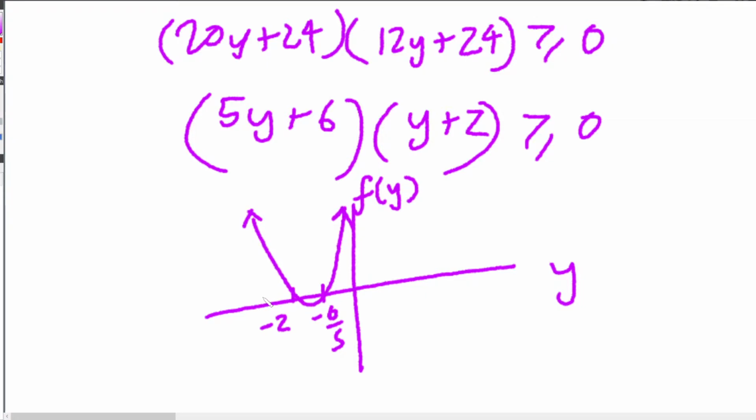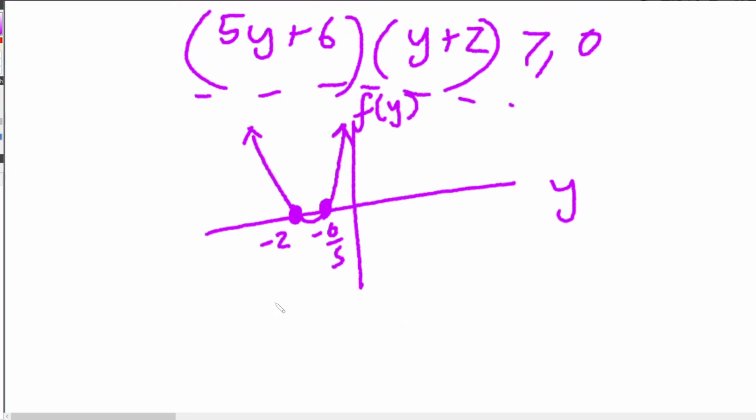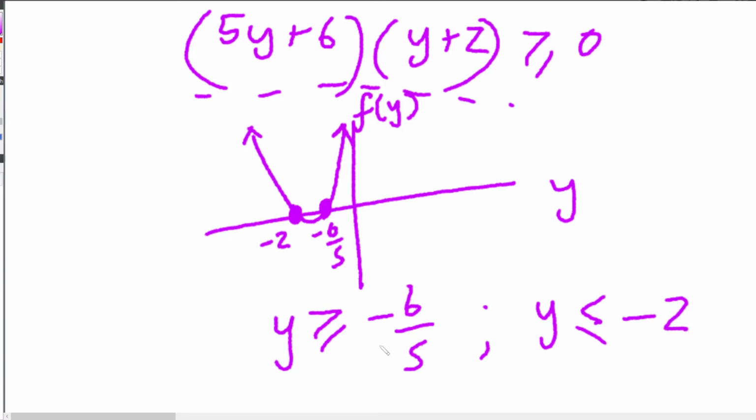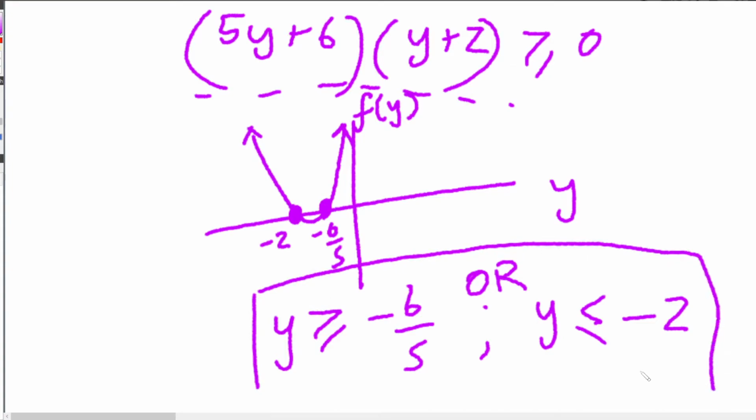So if this expression is to be greater than or equal to 0, then you would start here and here at the roots of the equation, so that you ultimately find the restriction y must be greater than or equal to minus 6 over 5, or y must be less than or equal to minus 2. And that's your restriction in terms of y, and that's sort of half of the first part of this question.